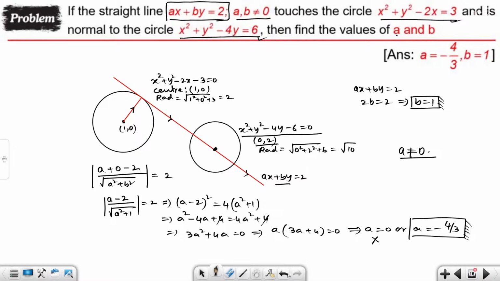Okay? I hope you have understood this problem. Pretty simple one. I have only applied the basic funda of normal: a normal always passes through the center. And the very basic property we used here is that whenever I find a tangent, I always join the point of contact with the center. Then I find the perpendicular length, and this length is always equal to the radius of the circle. Simply by using these two properties, I have done this sum. Is it clear? Okay.